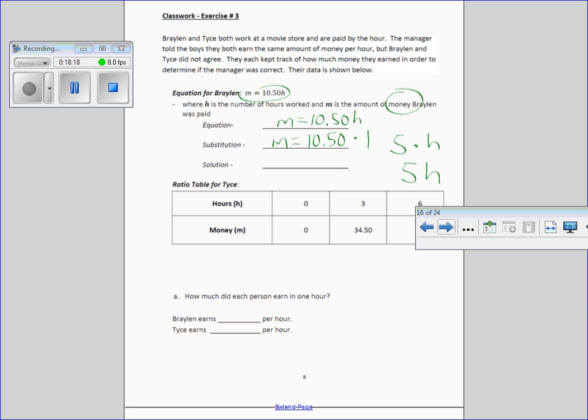I substituted it with 3, so I know how much he makes in 3 hours, and I got this step correct. This is a little confusing, but they want to first figure out what he's making per hour, which you're going to need down below, because this isn't quite right. All right, as simple as it looks, what's 10.5 times 1? Okay, that's what he's making per hour.